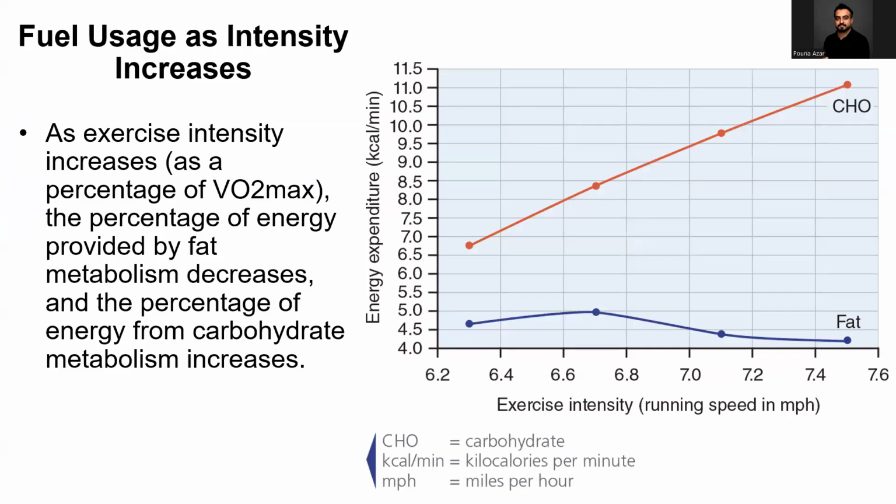So here, this figure on the right side shows the fuel usage as intensity increases. On the x-axis, we have exercise intensity, which is running speed in miles per hour. And on the y-axis, we have amount of energy expenditure. The blue line represents fat, and the orange-red line represents carbohydrate.